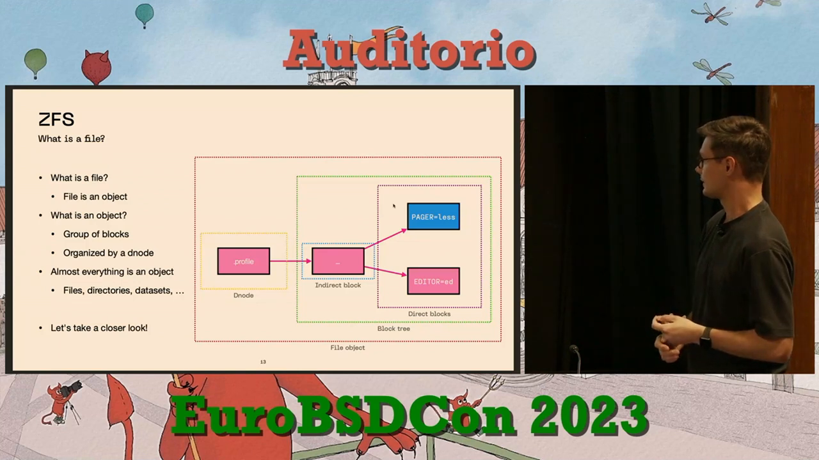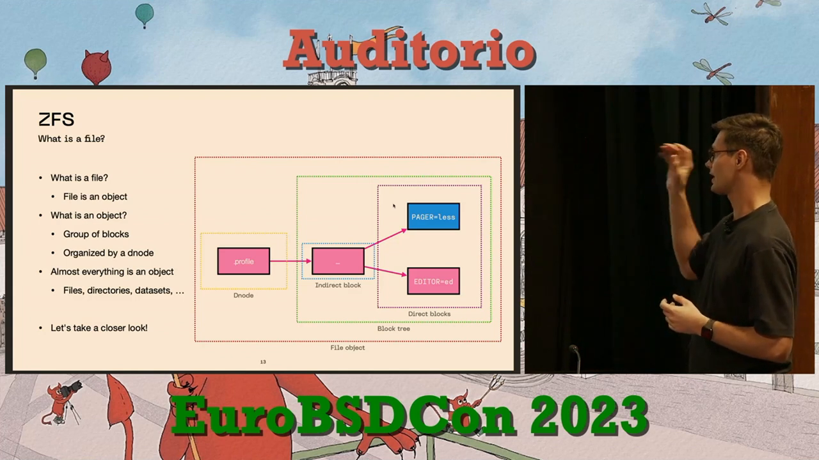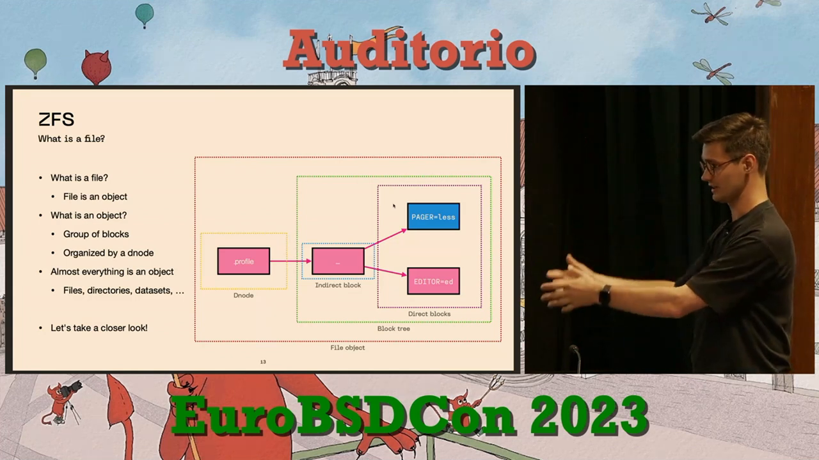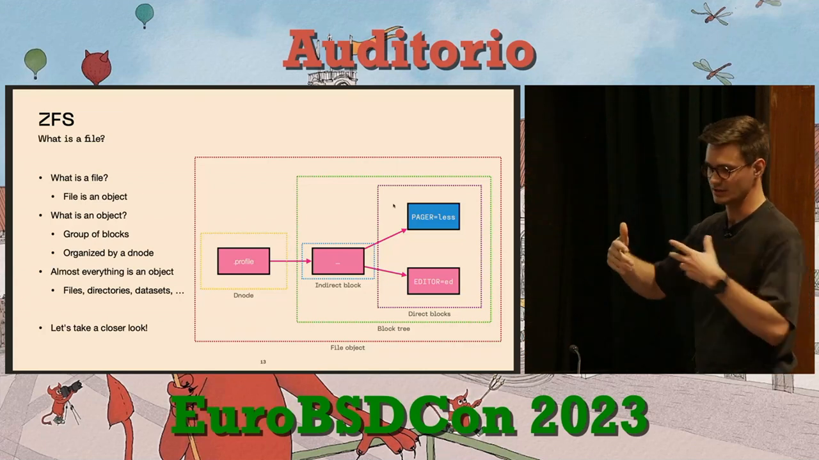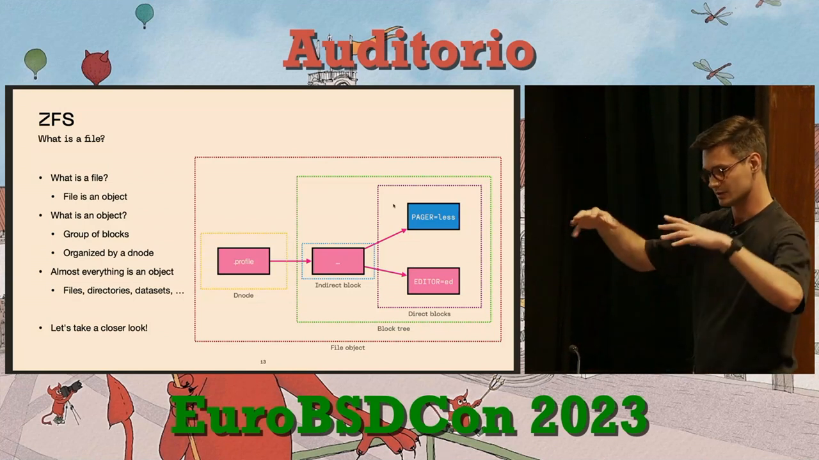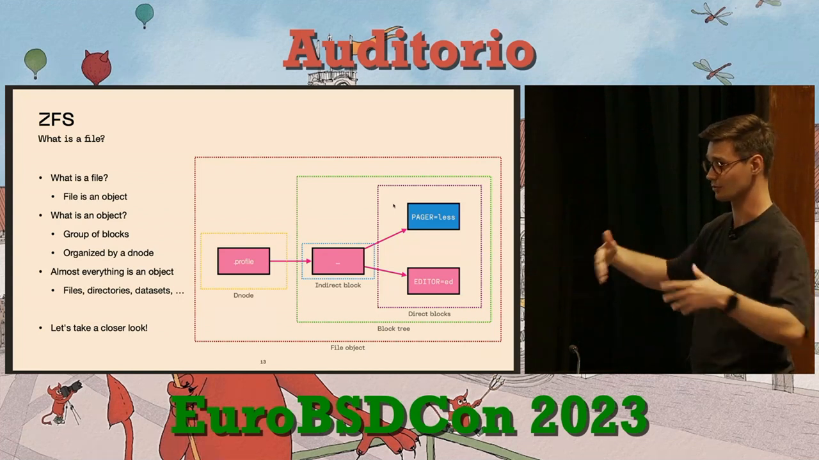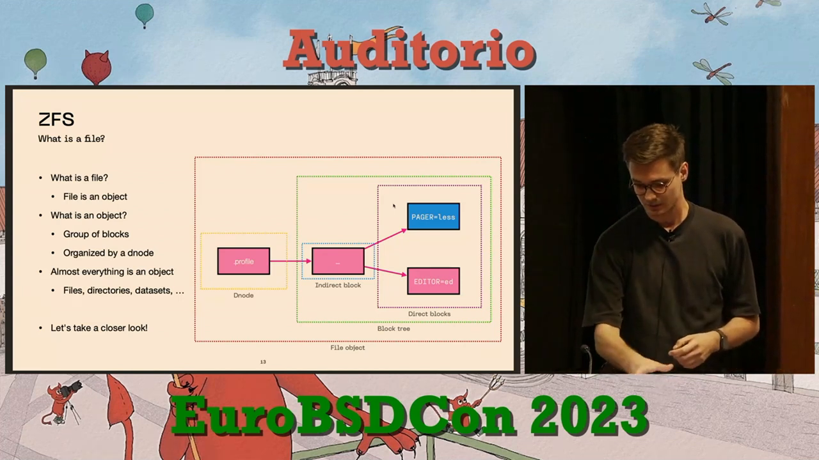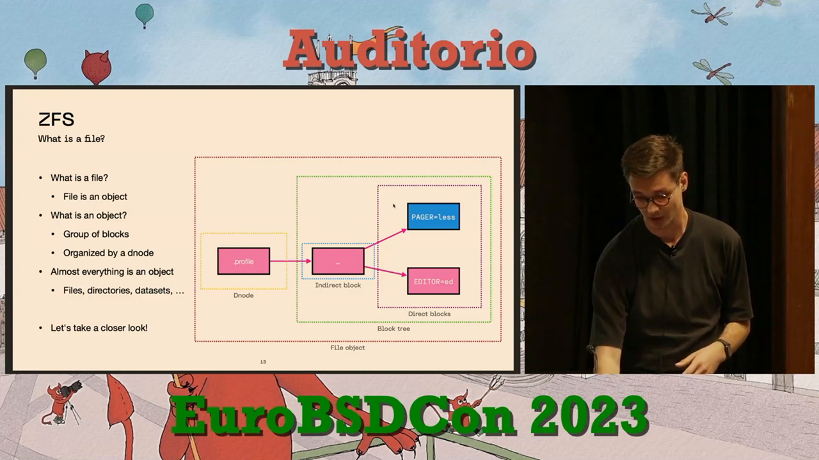Sometimes, apart from the direct blocks where the actual data is stored, you also need indirect blocks, which help you address more than just a bit of data, right? You just need to build this tree a bit bigger to store more data. So those are the parts of a file object that we would like to talk about today.